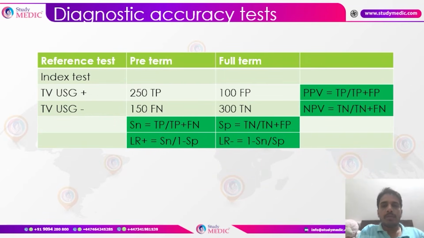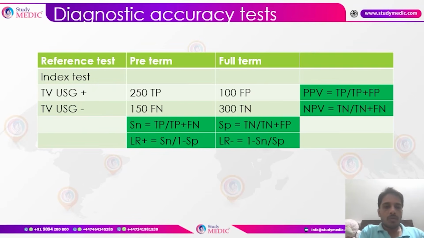Now coming to the last topic, that is the diagnostic accuracy tests. Now this is the index test which is compared against the gold standard. Transvaginal ultrasonography is used to determine preterm. When it is positive, this many are preterm, true positive. When it is positive, this many are full term, so it is false positive. Ultrasonography findings are negative, but still preterm, false negative, but full term, true negative.